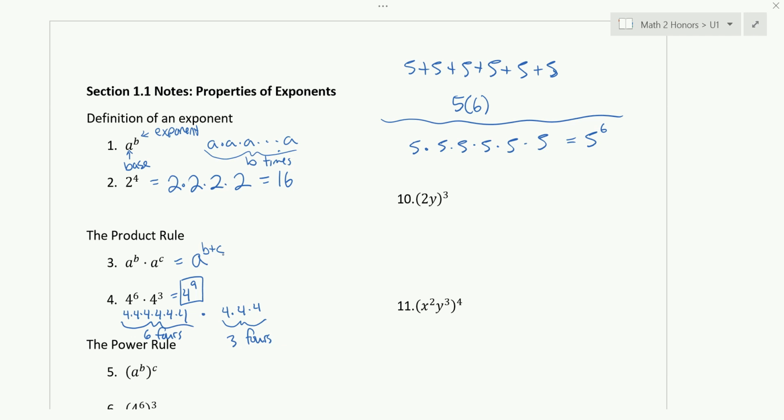A common mistake made on number 4 is when you're trying to use the product rule, people remember to multiply or add the 6 and the 3 and get 9. But then they get a little confused, like, what should I do with the 4 and the 4? Should I multiply them together and get 16? Or should I add them together and get 8? Or should I just leave it as 4? And I hope you can see why we leave it as 4. When we write it out, we get 4 to the 6, 4 to the 3. We're just saying, hey, there's 9 4s. So that base doesn't change. It stays 4. It's just the exponent that changes.